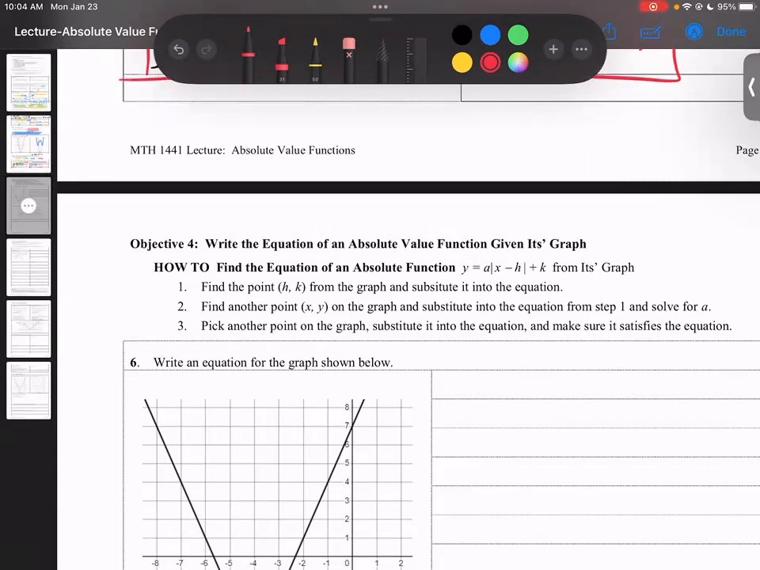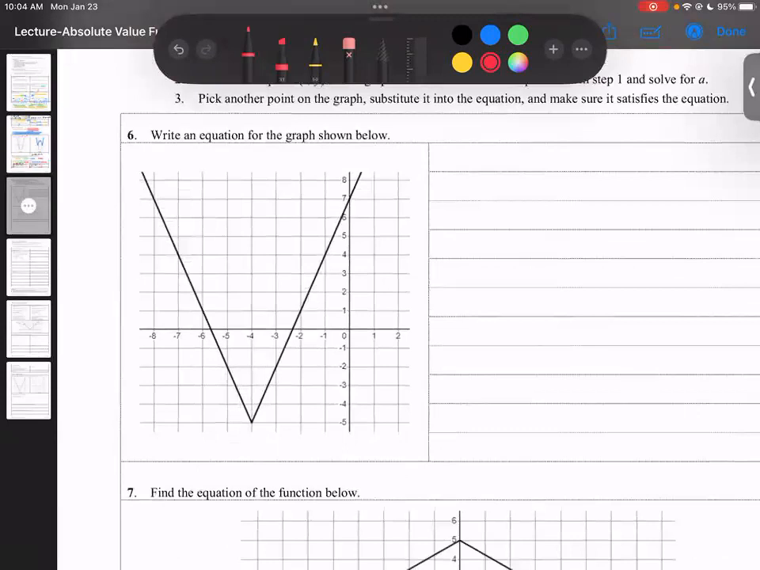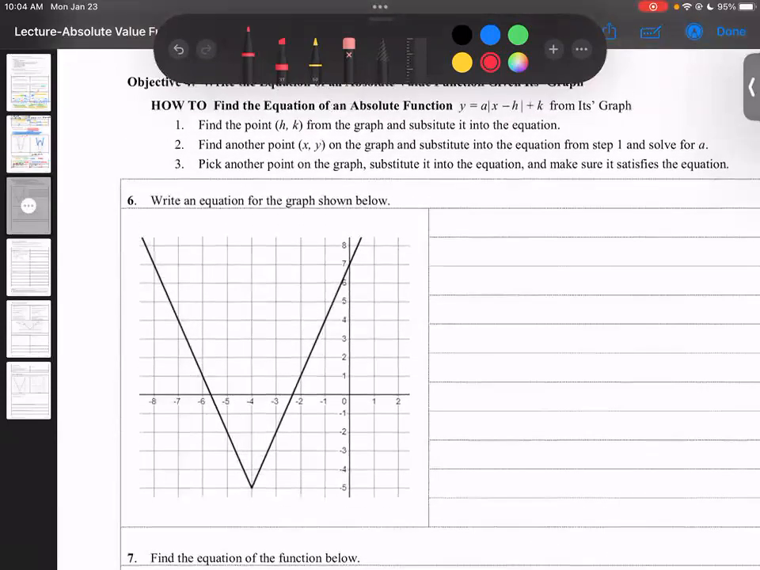Objective 4. How about here, oh sorry. Here, if I give you the graph, I want you to come up with the equation or function. Again, use this formula. We always write this. Maybe I'll give you a point.